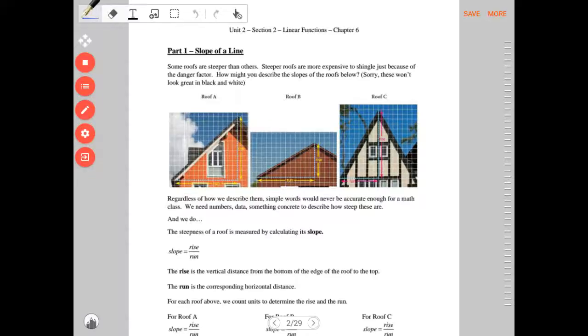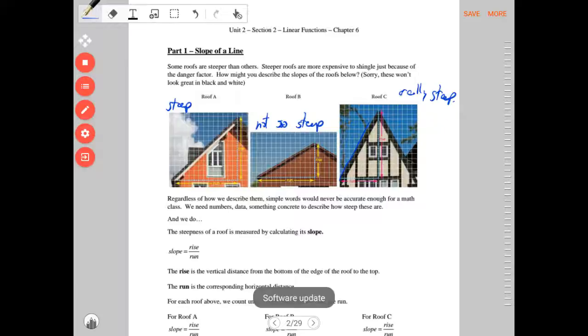So this one, it's steep. This is not so steep. Terrible writing, my goodness. Not so steep. And this roof C, look at that, it's really steep. Wouldn't want to shingle that one. Now, regardless of how you describe them, simple words would never be accurate enough for a math class. We need numbers, data, something concrete, to describe how steep these things are.